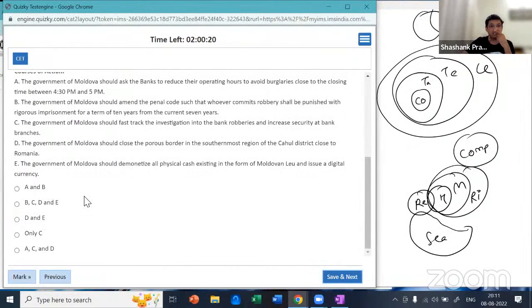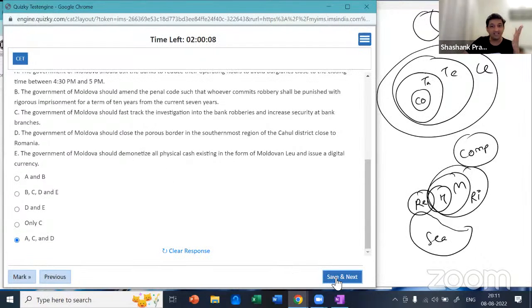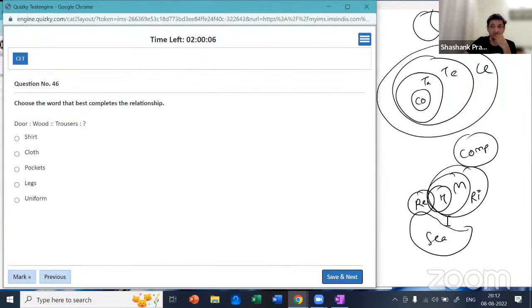I'm not very happy with E, that's why. So A is fine. A, C, D, maybe, I don't know, because one tackles porous border, one tackles 430 to 5, one tackles maybe investigation. I don't know. Okay, this is very iffy. I'm not very sure.